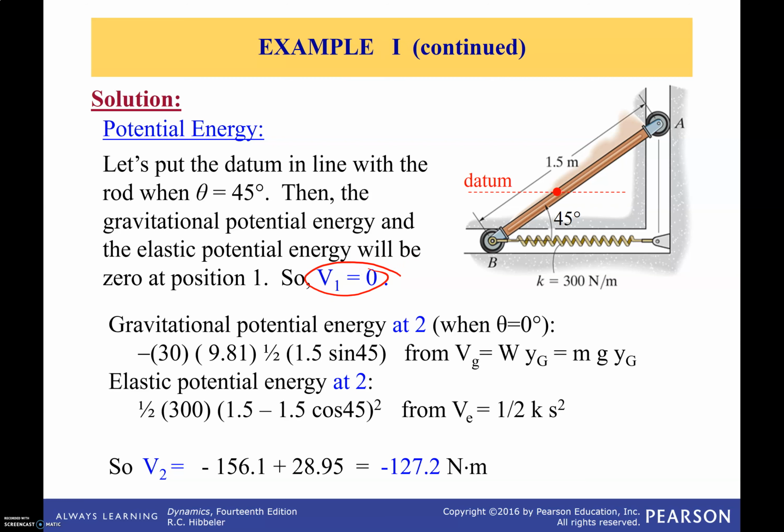What is the final total energy? When the angle is 0, we can get the gravitational potential energy, which is mg times whatever distance it fell, which is 1.5 sin 45 degrees. That is the distance that it falls here. And the elastic potential energy, whatever it stretched, is 1/2 k times (1.5 minus 1.5 cosine of 45) squared. This is how much the spring is stretched, so it's 1/2 k delta x squared. Then the total potential energy is minus 127 newton meters.